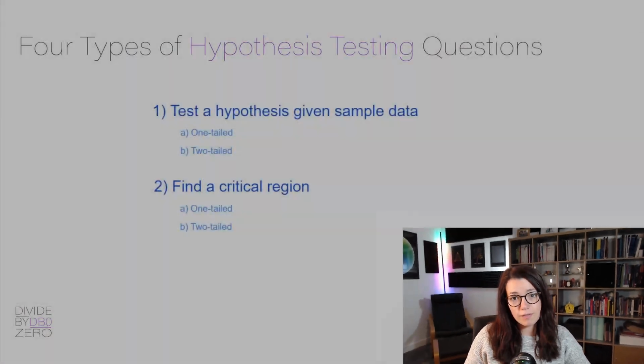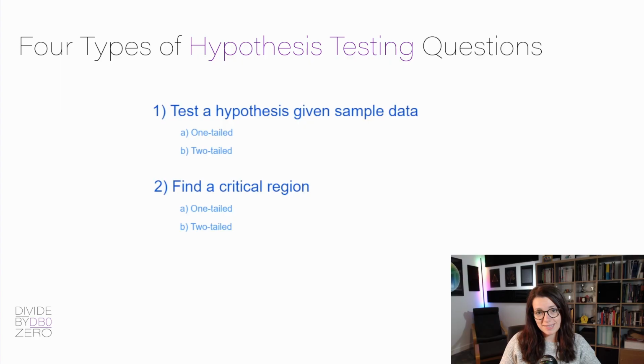So here are the 4 types of binomial hypothesis testing question you can be asked. Some will ask you to test a hypothesis given some sample data, and some will ask you to find a critical region. We call the test a one-tailed test if it involves probabilities or proportions with this or this inequality symbol, and two-tailed if the alternative hypothesis involves testing something to be not equal to something else. You'll see the difference between one-tailed and two-tailed when we go through the examples.